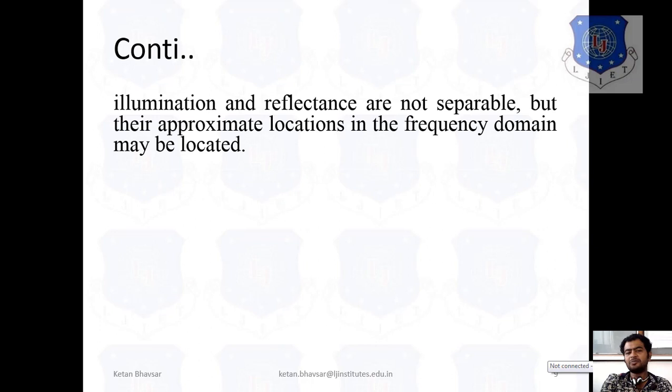Like we're talking about the illumination and reflections are not separable. As you can also see, when you're talking about the illumination, it means the light, and the reflection of light is also not separable, but their approximate location in the frequency domain may be located.